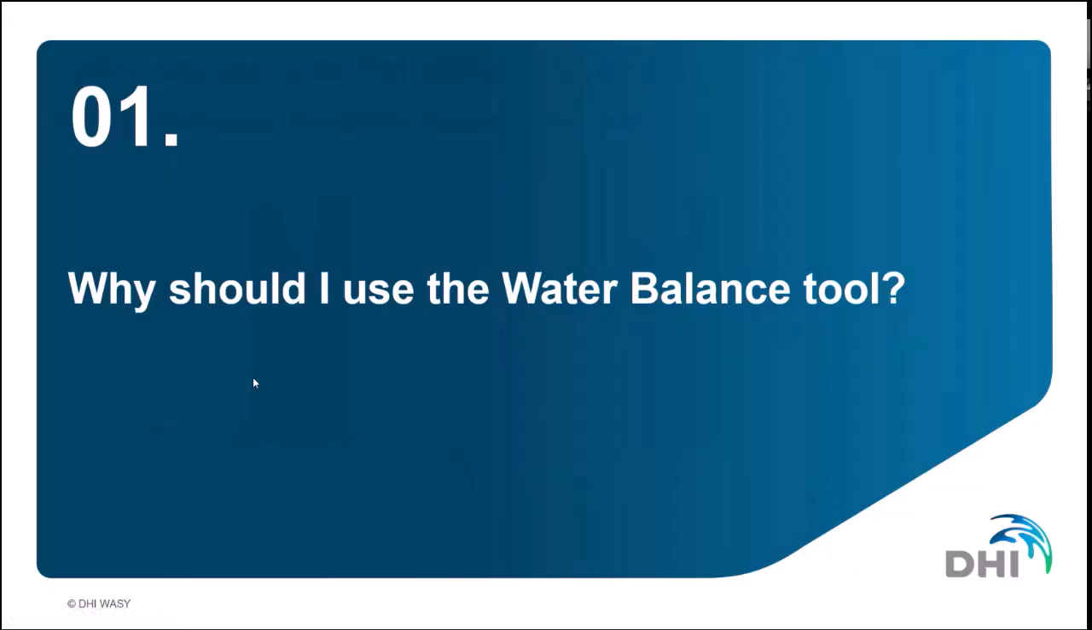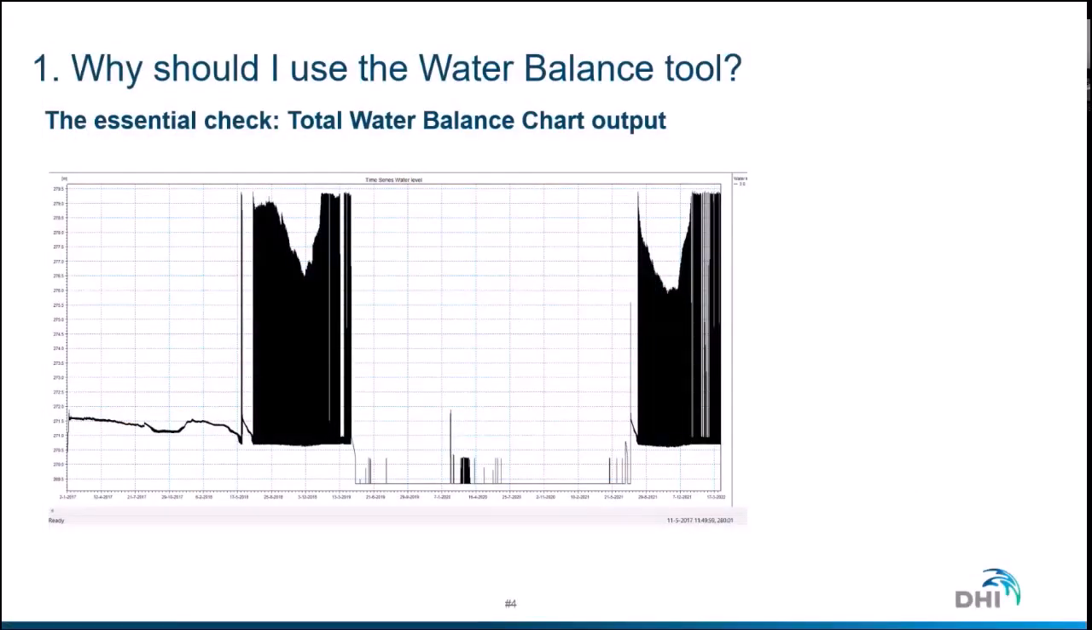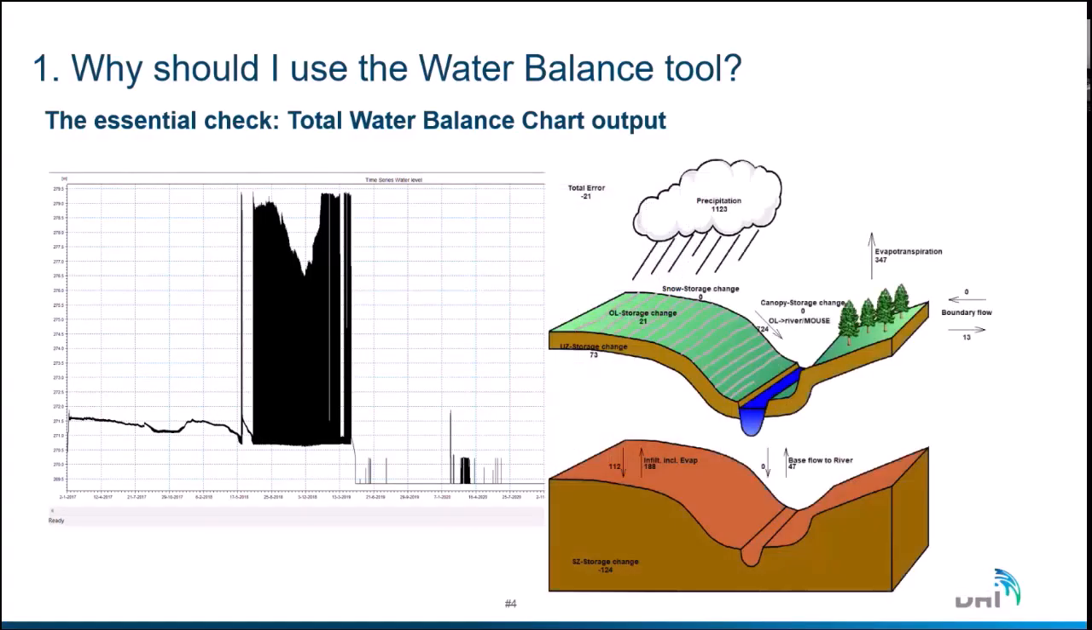So why should you use the water balance tool? Maybe you have sometimes seen graphs like this, which is obviously a simulated water level, probably in a river, which has some severe instabilities. If you are lucky, you have such a detailed river time series and you see the problem, but sometimes you are not able to see the problem and the simulation runs through quite smoothly. Then you can do this thing.